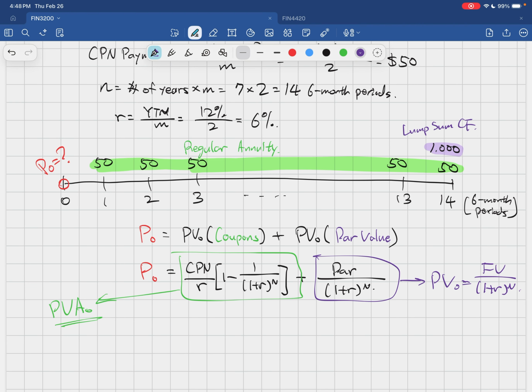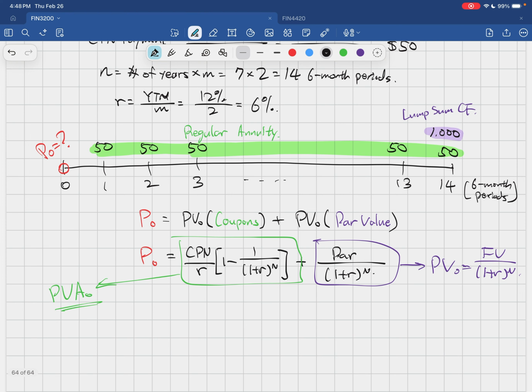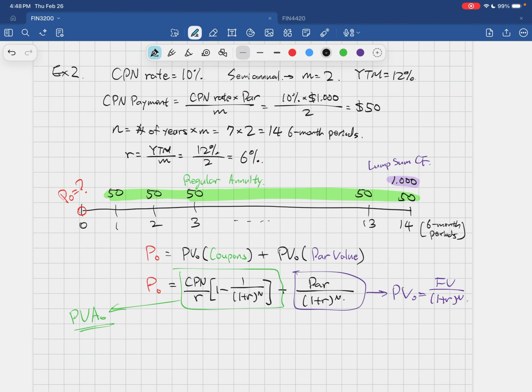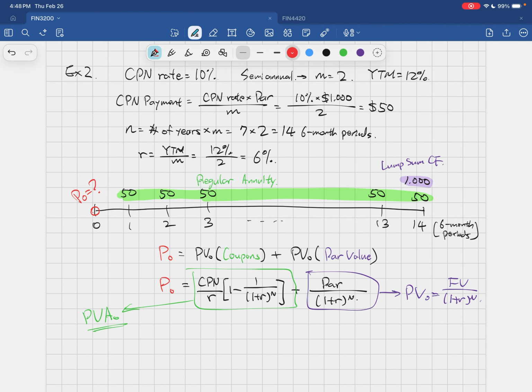Okay. So we have all the inputs ready already, right? The coupon payment, they're $50, and we had it calculated up here, and we know the N, number of periods, 14 6-month periods, and the annuity is for 14 periods, and the R is 6%. So we just plug the numbers in.